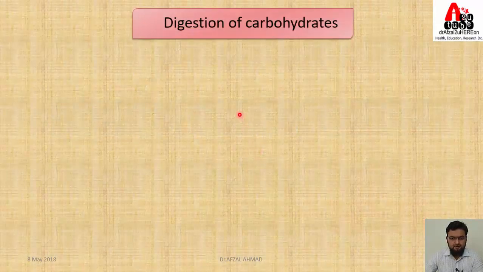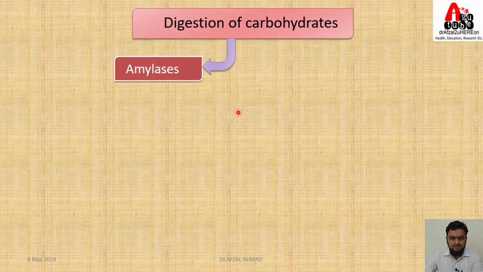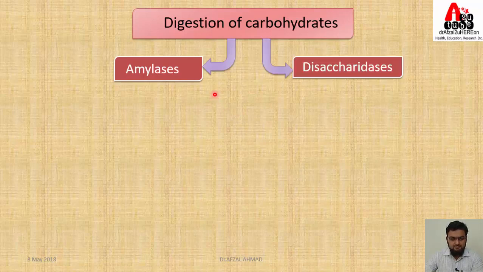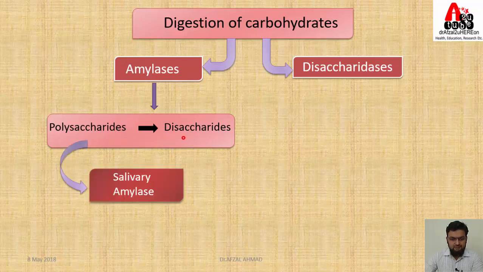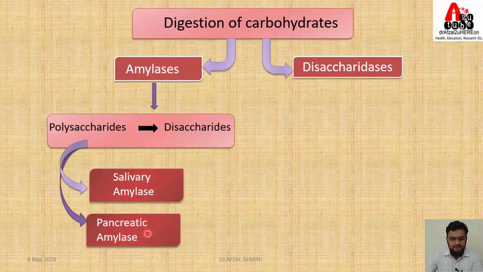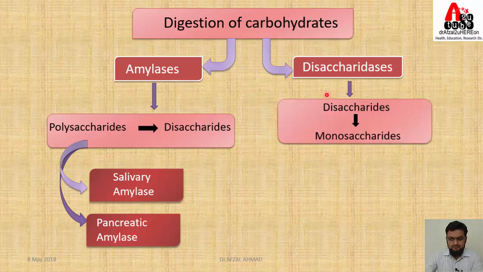Now, how does digestion of carbohydrates occur in our body? We have different enzymes. One of the important enzymes for digesting carbohydrate is amylase. The other one is disaccharidase. We have different types of amylase in our body, and the function of amylase is to break down polysaccharides into disaccharides. For this we have salivary amylase, which is secreted from the parotid gland, and pancreatic amylase, which is secreted from the pancreas. Now coming to the disaccharidases, these enzymes act on the disaccharides and break them into monosaccharides.